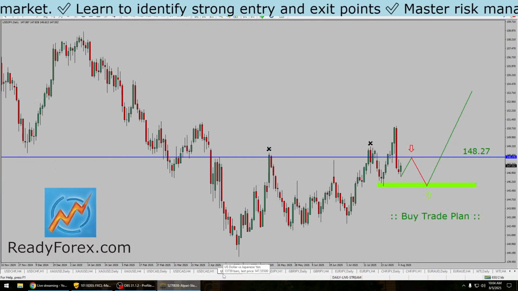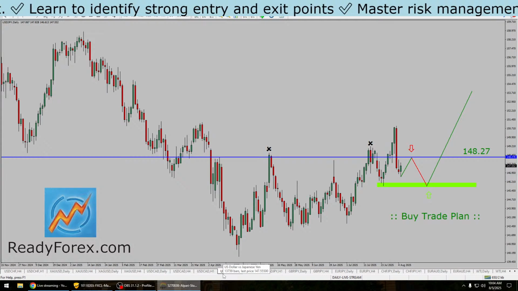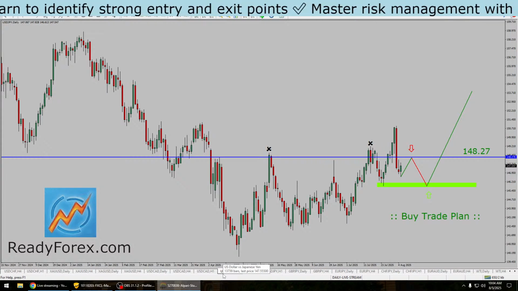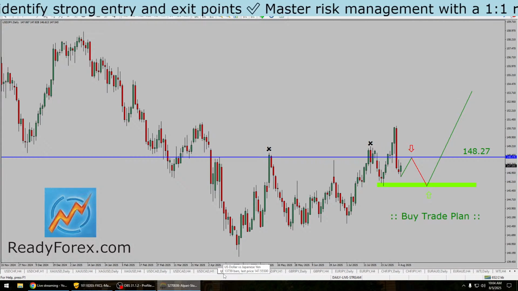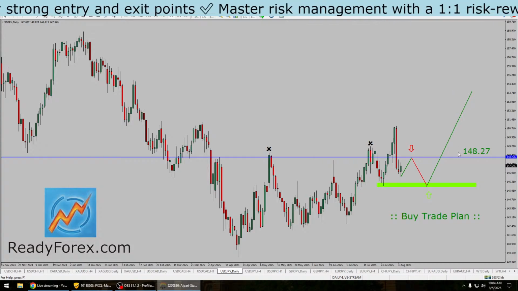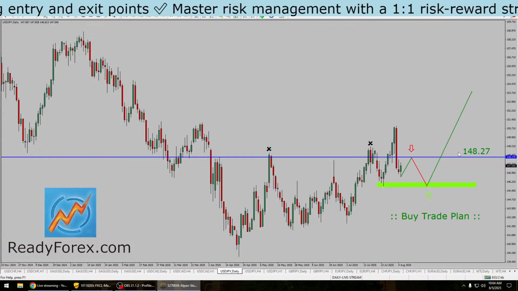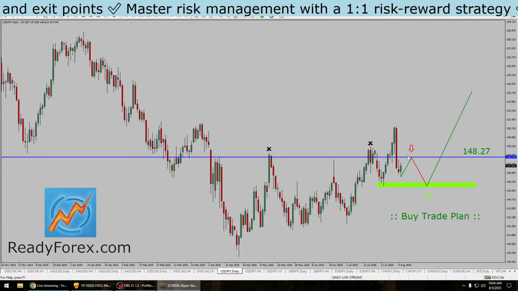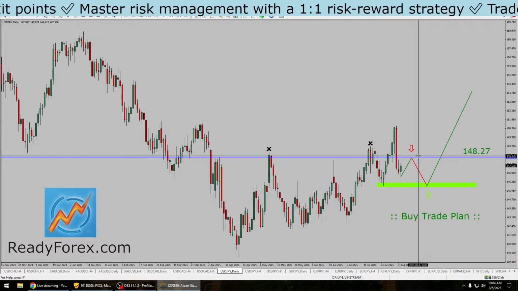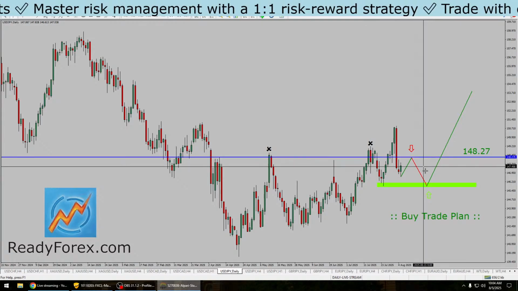Okay, next one is the USDJPY currency pair. I'm expecting a bullish leg, and USD is most likely going to hit 148.27 area, and then look for some sort of a sell trade setup somewhere over here, and then market is probably going to drop.